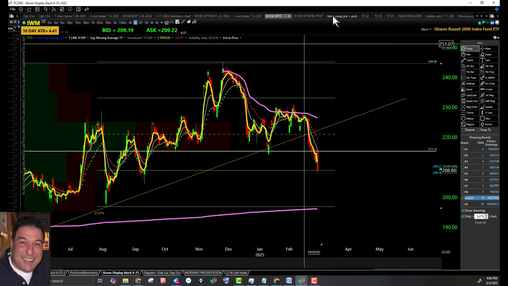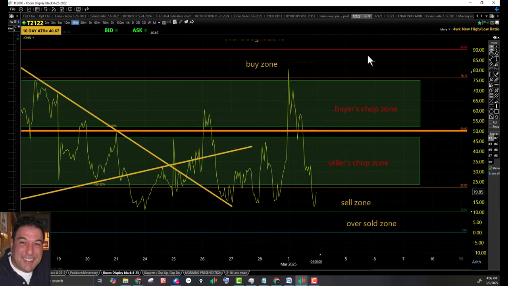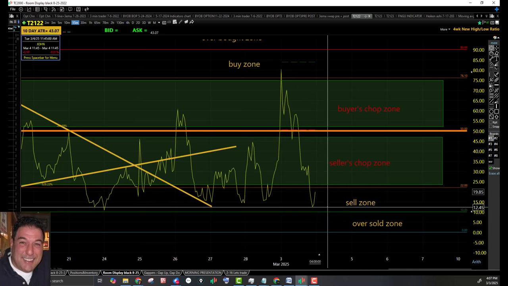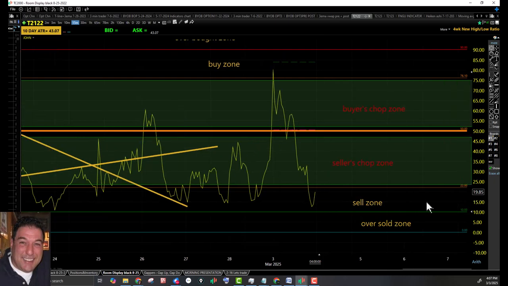Take a look at our technicals. T2122, we visited the buy zone, made a higher low and a lower high, then produced another lower low and a lower high and a lower low and a lower high and another lower low, winding up doing a full circle right back into the sell zone and even making lower lows while in there. All right, so it does not look good for tomorrow.